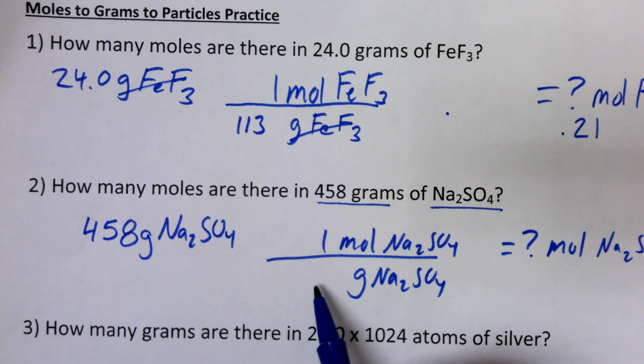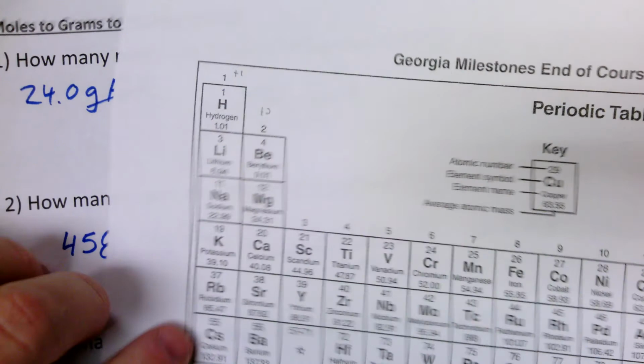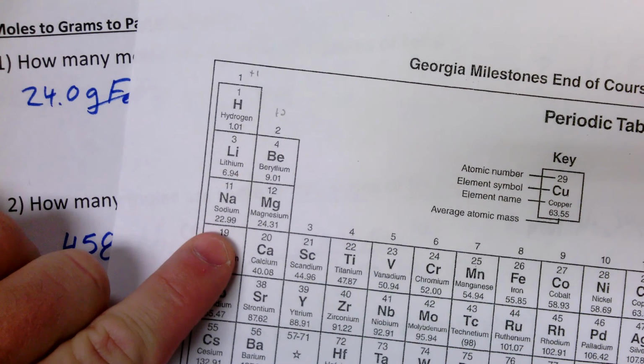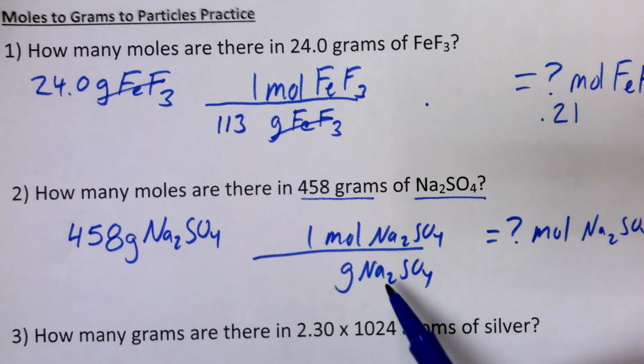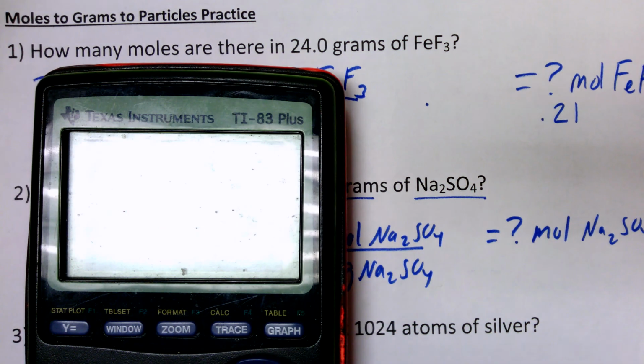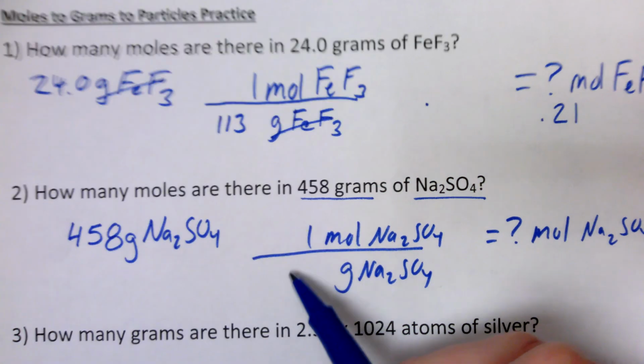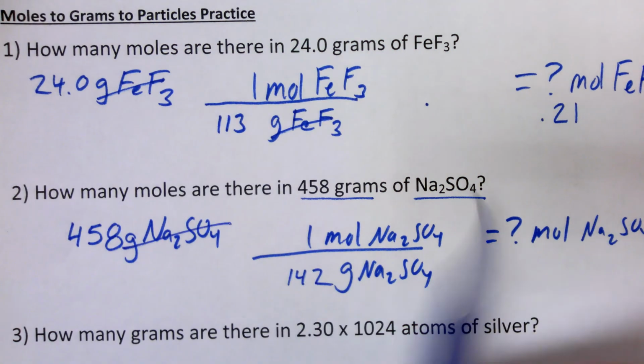Now remember, this number comes from the periodic table. And I'm going to go to the periodic table. I'm going to see that sodium is 23. So there's 2 sodiums, 2 times 23 for each sodium. Okay, that's 46. But then there is a sulfur, which is 32. But then there's 4 oxygens, which is 64 total. So the grams per mole for sodium sulfate is 142.